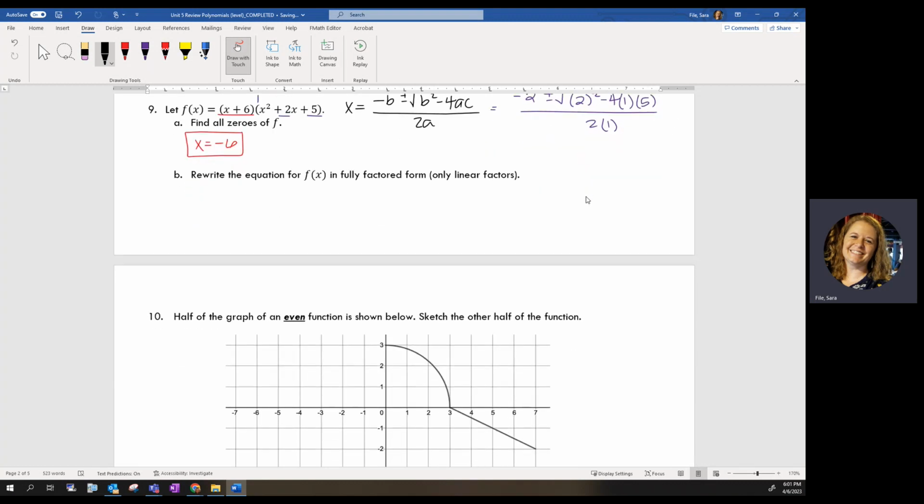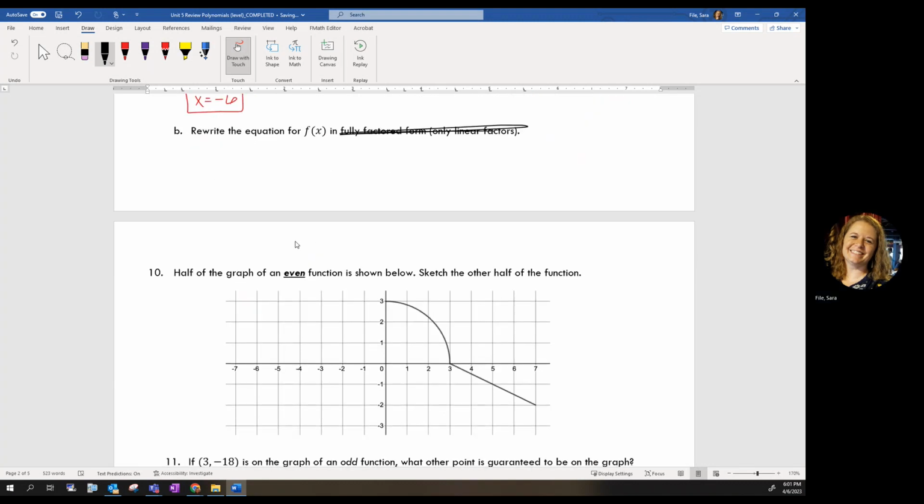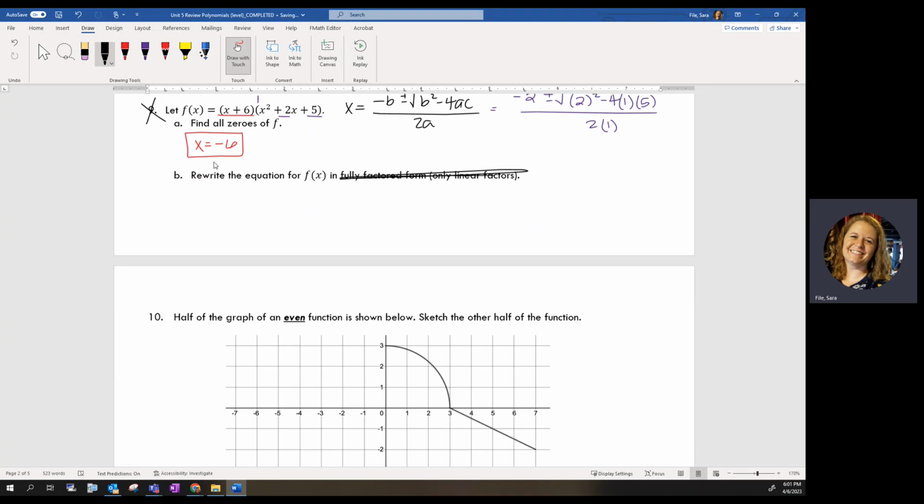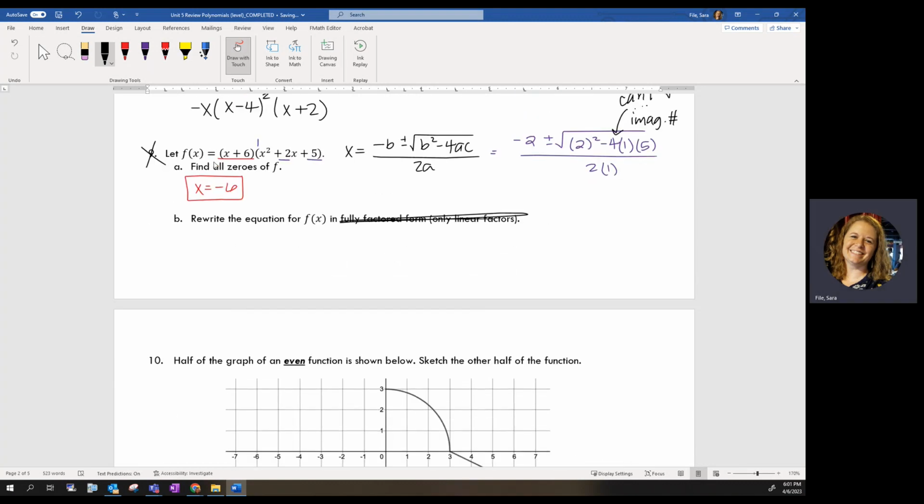It says rewrite the equation in fully factored form. We're not going to do that because we're not bothering finding those imaginary roots. So we're going to skip that. So essentially just omit 9 is what we're getting at, apparently. Okay, so I'm going to stop this video here. If you need help on the second half of the review or the next page of the review, you can watch the next video.